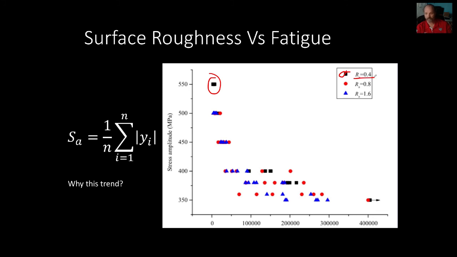Here it's 0.4, and remember it's the average roughness. So here we're saying it's very smooth. I can go all the way up to a stress amplitude of 550 megapascals and run it a few times, maybe 1,000, 10,000, something like that, and then it fails. But these other surface roughnesses, I can't get up here. It fails way before it even starts, maybe on the first or second cycle.